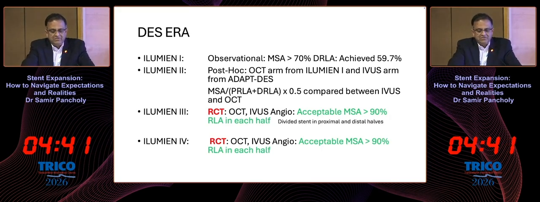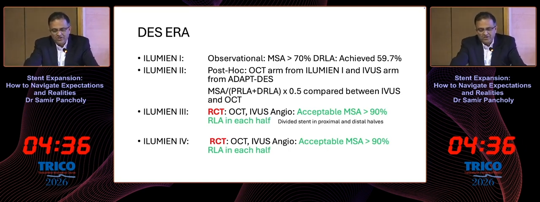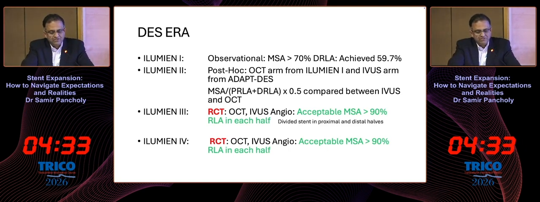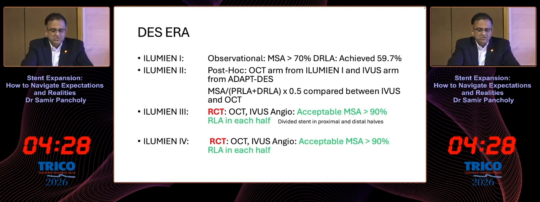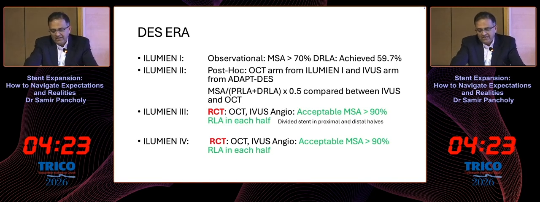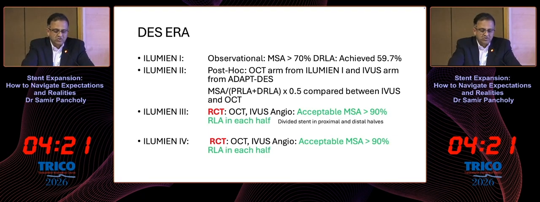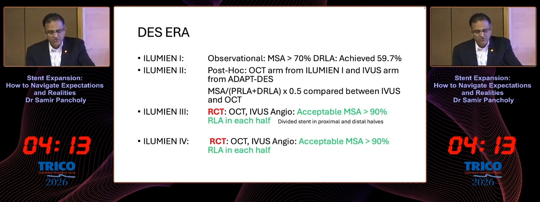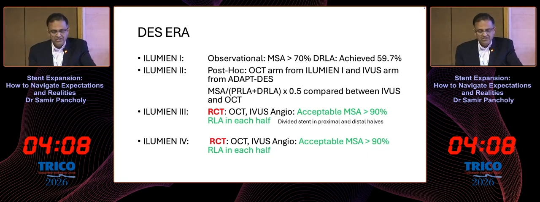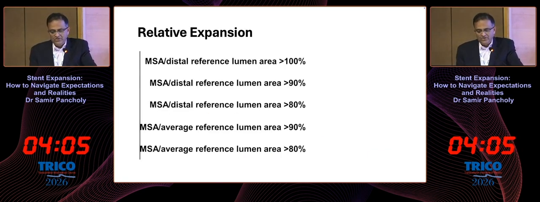iLumen 2 was a post-hoc analysis with the OCT arm of iLumen 1 versus IVUS arm, and some patients from ADAPT DES, so really statistically quite weak, and a relative metric was used to study the difference. iLumen 3 was a randomized controlled trial, OCT IVUS versus angiography, where they used 90% as the relative metric. And for the first time, long stents were getting pretty prevalent, so they divided the stent length into proximal and distal halves, and this was studied.